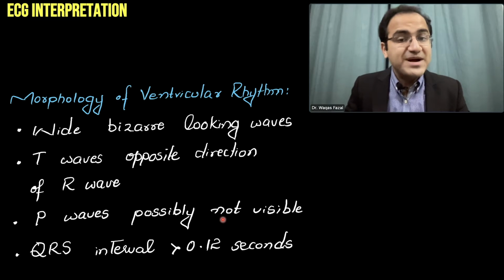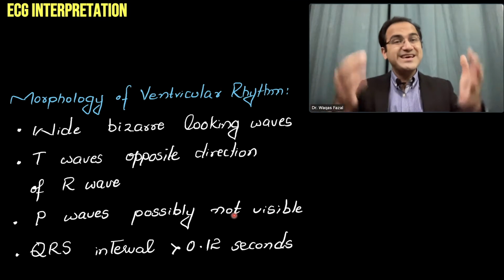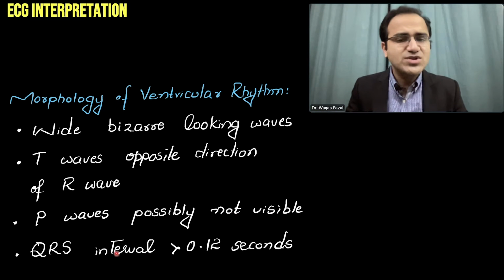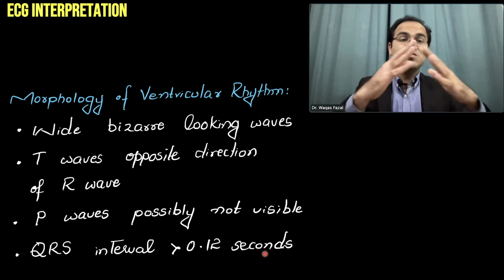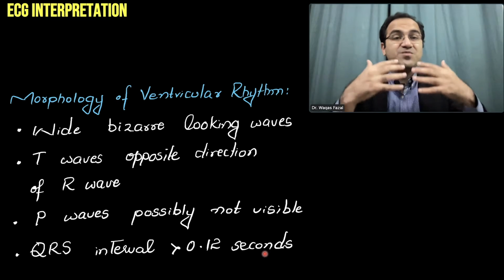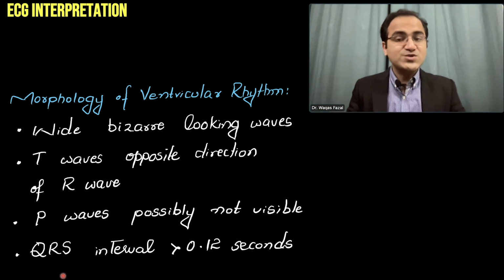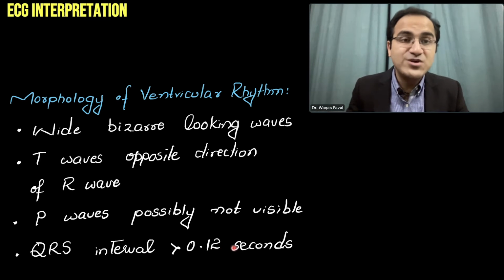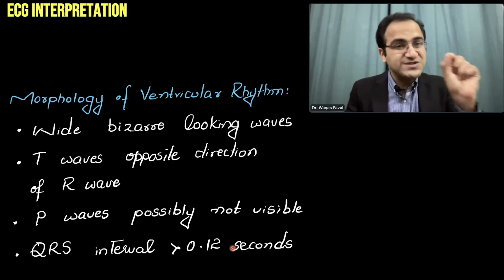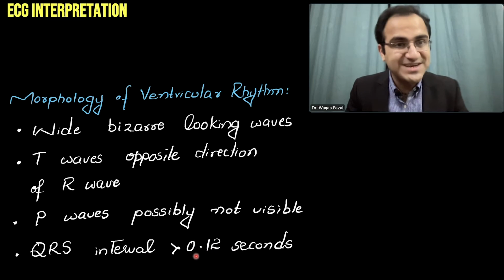P waves possibly might not be visible. P waves might be present, but these waves are so wide that they are hiding the P waves. The QRS interval is greater than 0.12 seconds. Since these waves are wide, when you calculate the width of the QRS complexes, the QRS complex width will be more than 3 boxes, and that is a wide QRS. So the QRS interval will be greater than 0.12 seconds. Each small box is equal to 0.04 seconds. 0.04 multiplied by 3 is 0.12 seconds. So these are greater than 3 small boxes.